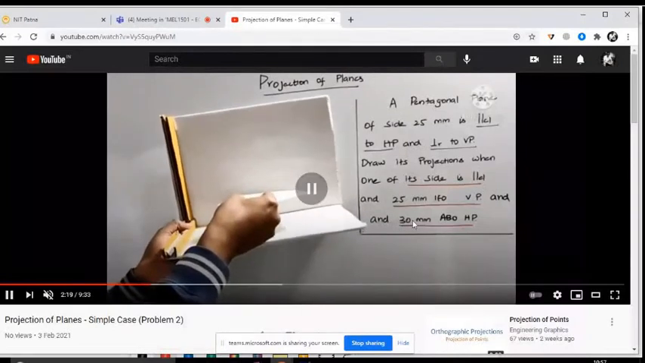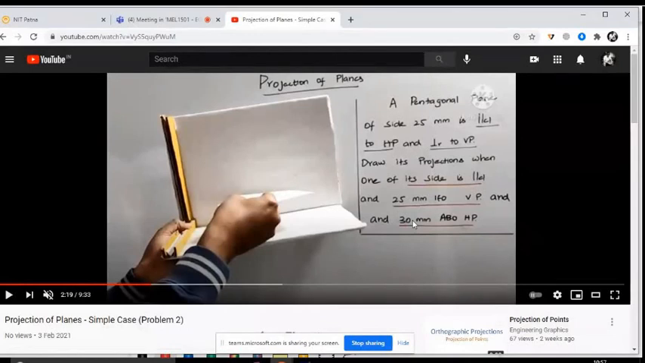Let me ask you a question. Whether you will be able to see the true shape and size in any one of the views? If so, which view? In the top view, we are going to see the original shape. In top view, you will be seeing the true shape. What about size? Whether you will be seeing the true size?